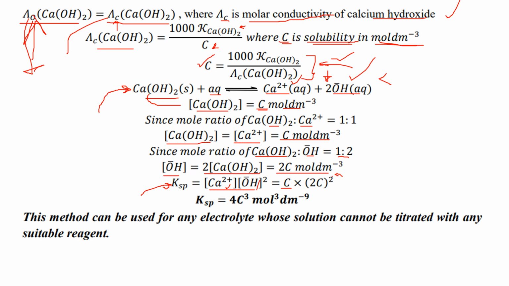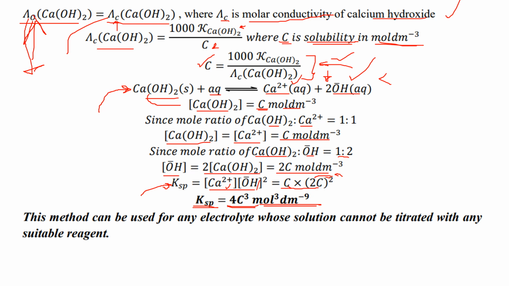And if you open this bracket, this is going to be 4C squared. 4C squared times this C, you're going to end up with 4C cubed. And your units, which I already told you how we get them. So solubility product using conductivity measurements is going to be attained as 4C cubed moles to decimeters power -9.